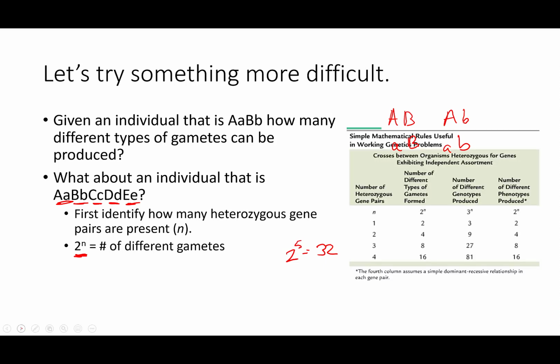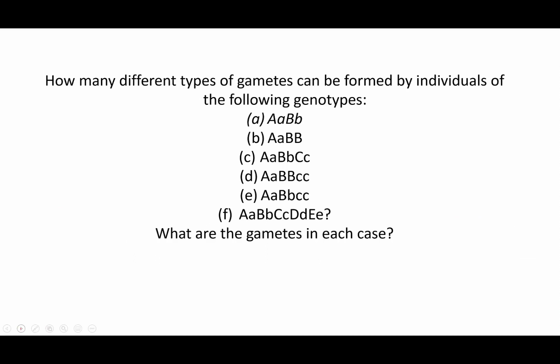And you see, we can start to calculate those out. So the number of different types of gametes that can be formed is 2 to the n. The number of types of genotypes produced when we have crosses between organisms would be 3 to the n. So let's practice a couple of these just with the genotypes and the gametes.